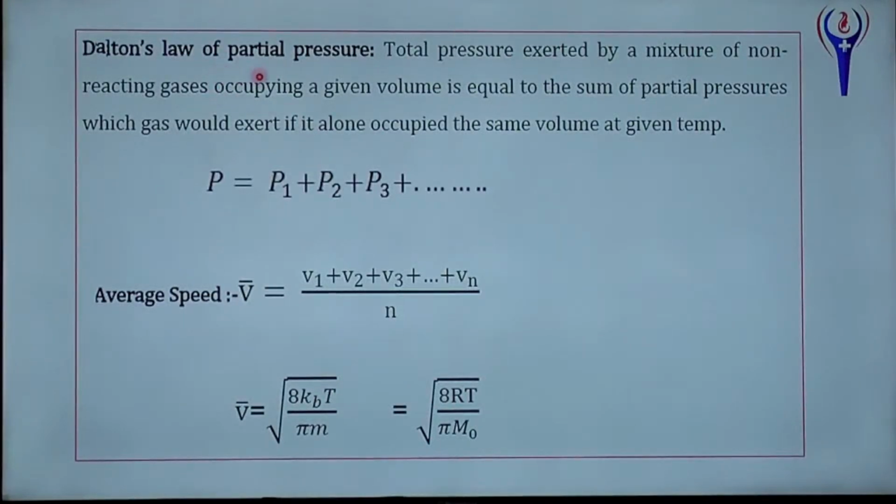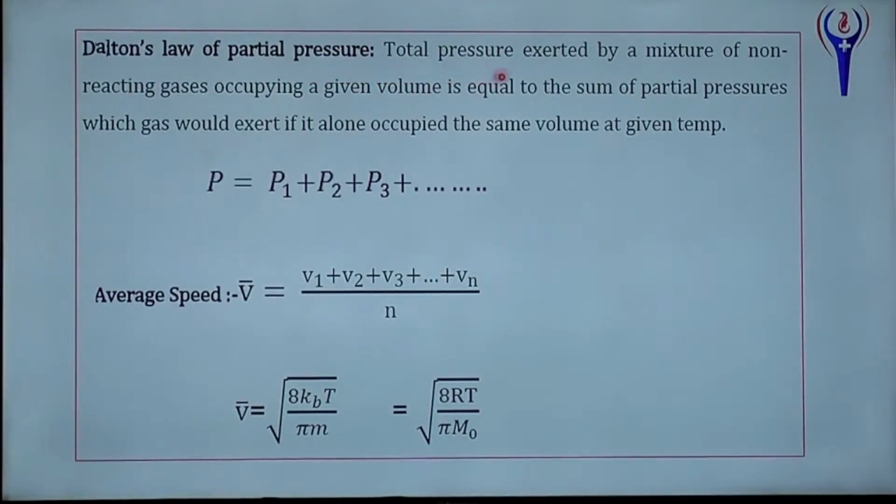Dalton's law of partial pressure. Total pressure exerted by a mixture of non-reacting gases occupying a given volume is equal to the sum of partial pressure which gas would exert if it alone occupied the same volume at a given temperature. This is Dalton's law of partial pressure.